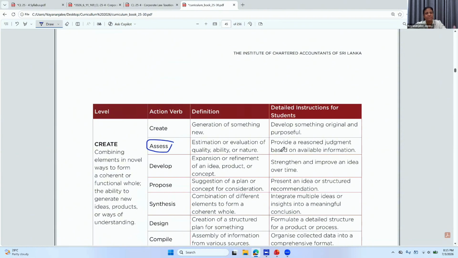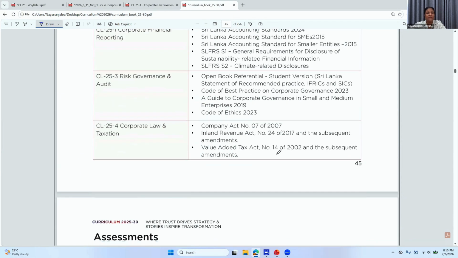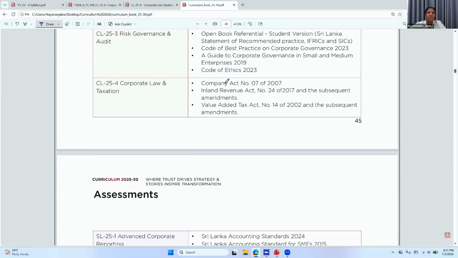Therefore, knowing these action verbs and their interpretation is very, very important. Even in your curriculum book, it has given what your open book referential materials should be. Very clearly everything is given through the curriculum, through the instructions to candidates and the open book policy, communicated to students by the institute. It is very, very important for you to know these things. These are the background you need to be in a comfort zone in this subject. That background information it has given, and you can ask any questions.